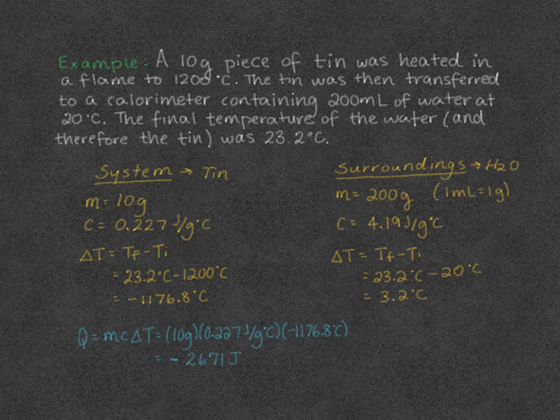If we do the same calculation for water, we have 200 grams for our mass, 4.19 joules per gram degrees Celsius, and 3.2 degrees Celsius. When we do that math, we get positive 2,681. There's a little bit of difference from rounding when I did the math earlier, but we can see that these are in fact equal but opposite.